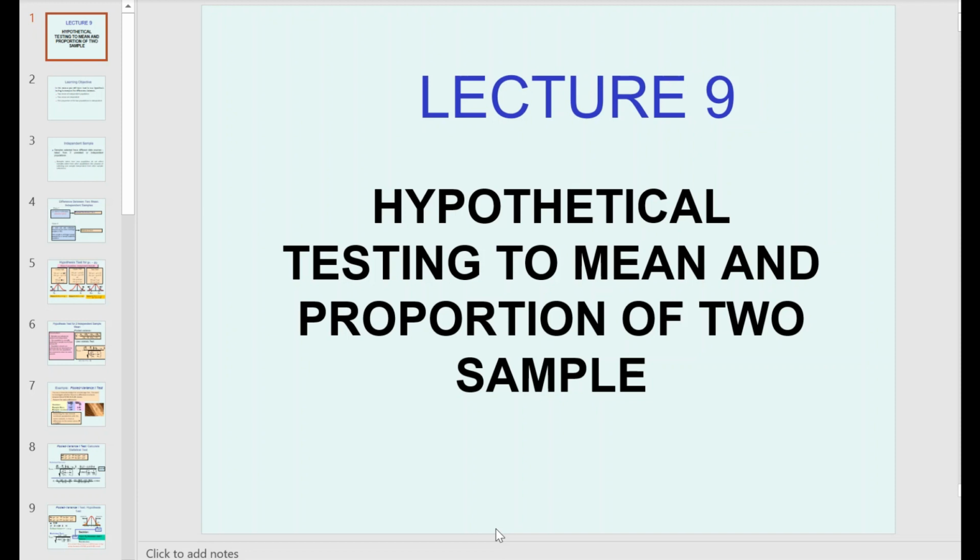So we continue again today for lecture 9. Basically it is a continuation of the previous lecture, but this one is about hypothesis testing for mean and proportion, but for two samples. The previous one was on one sample, right? So this is hypothesis testing for mean and proportion of two samples.